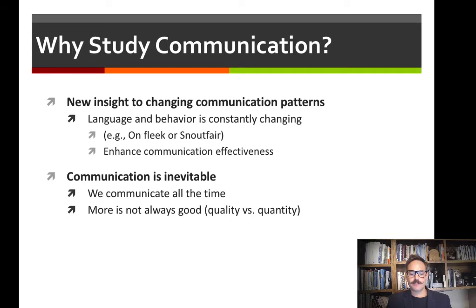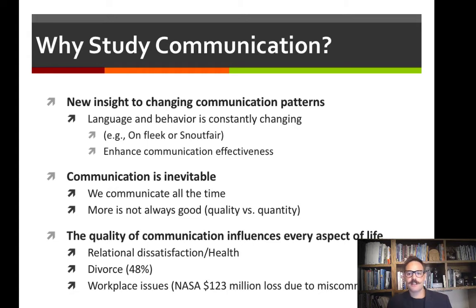That is miscommunication, because we strive for quality rather than quantity. So the quality of communication influences every aspect of life. We see that oftentimes the quality of communication is directly associated with relational dissatisfaction and some serious health issues. Later in the semester, we'll talk a little bit about John Gottman and how certain toxic conflict styles within relationships can actually erode the immune system, eliminate T cell development, which is really important for combating certain cancers.